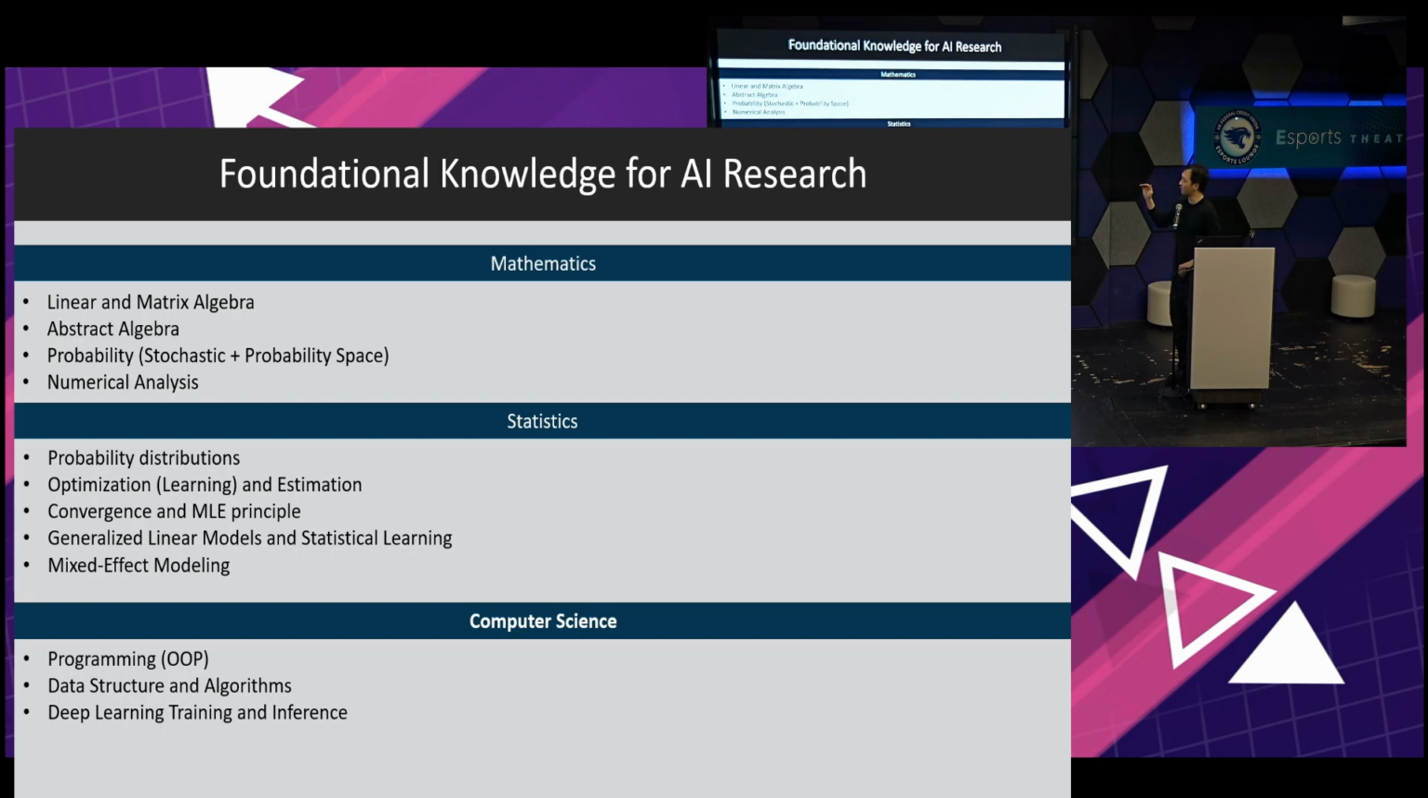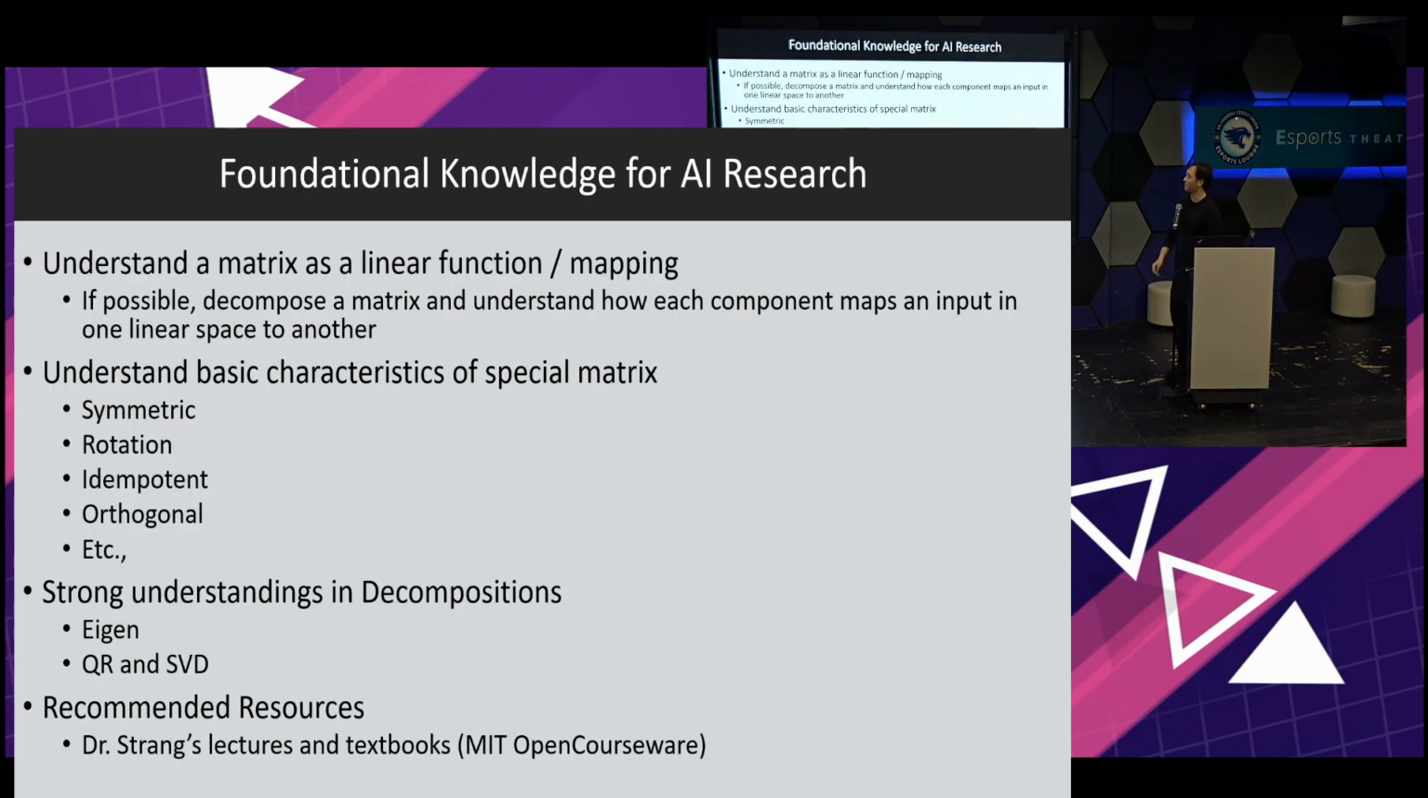So I think for people from mathematics and statistics, we need to understand object-oriented programming, because typically we use programming as a calculator, but the way you guys use it is totally different. And to understand a little bit about it, we need to understand object-oriented programming. Data structures and algorithms are important, and obviously deep learning training and inference gives a better idea of how to train the model and evaluate. Good? All right, next one.